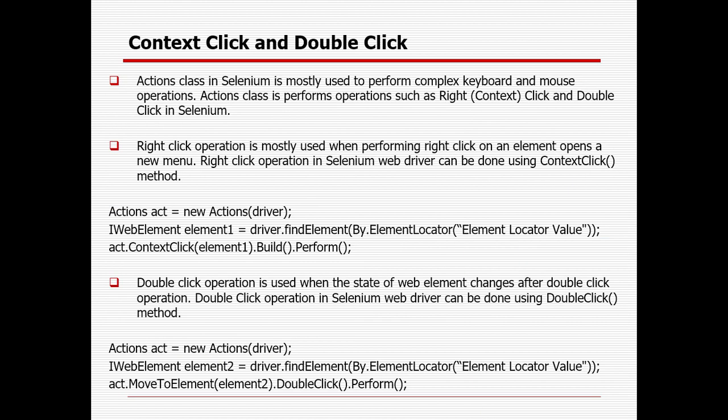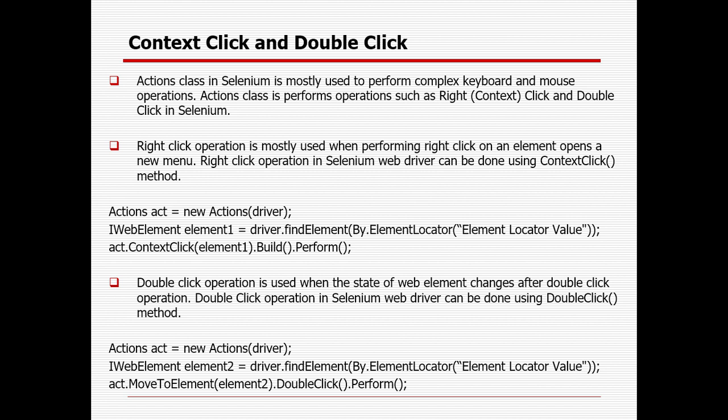So context click is nothing but the right click, for a few of the important options. It can be a button, it can be a link. You need to right click, right? So right click is nothing but the context click.